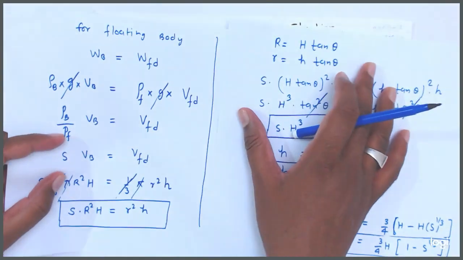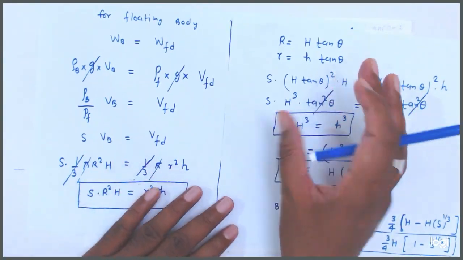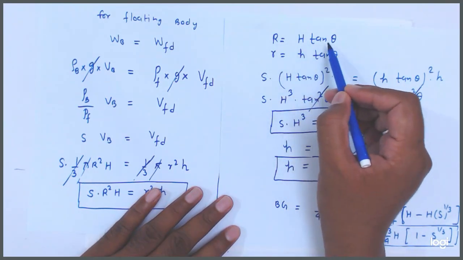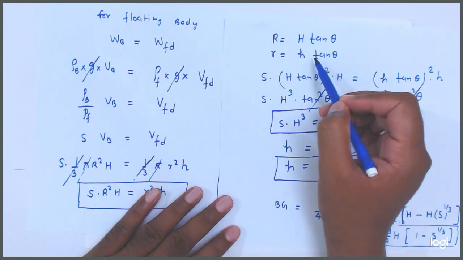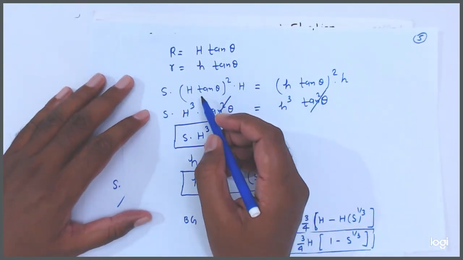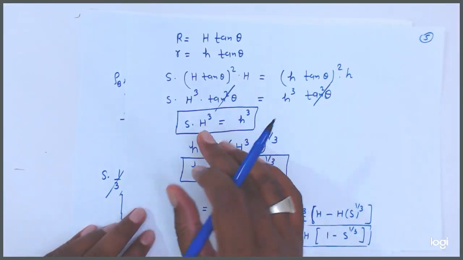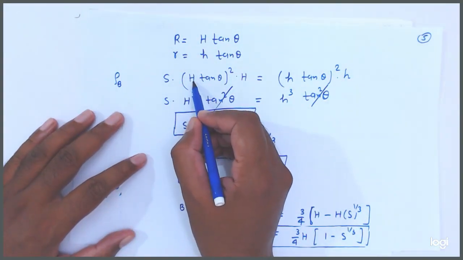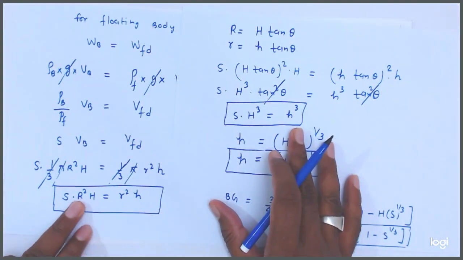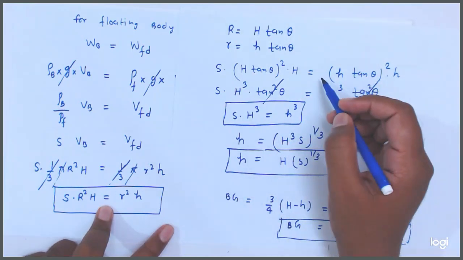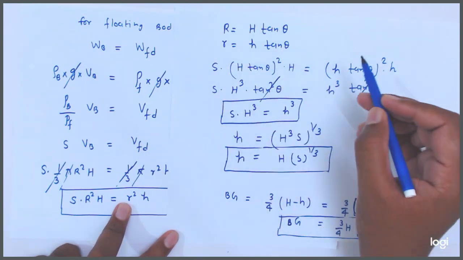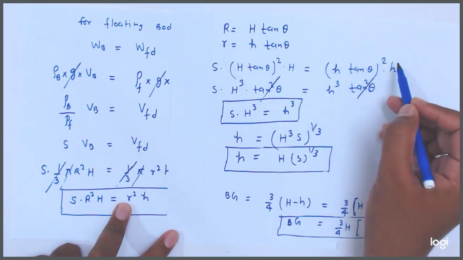So from here, friends, see this: capital R is equal to capital H tan theta, and small r is equal to small h tan theta. We will put these values in this equation. So what will we get here? R square is there, here r square is there. So S into capital H tan theta whole square into capital H equals what is left here: r value is equal to small h tan theta, so small h tan theta whole square into small h.